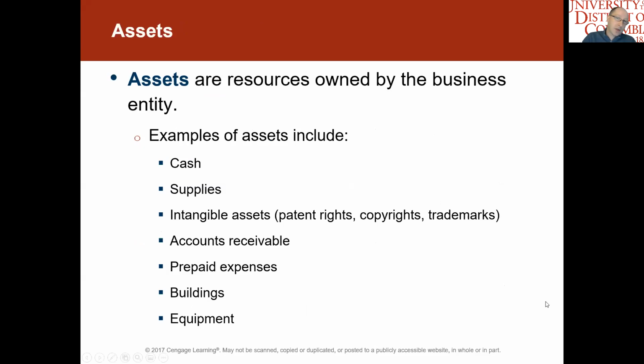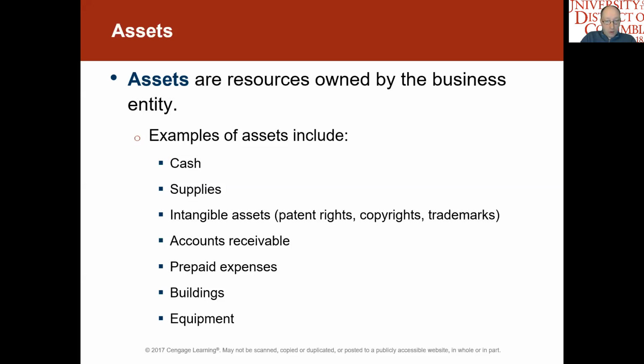Let's talk, what are assets? Assets, as you know, are resources that are owned by the business. These would include things like cash, supplies, which is also known as inventory, and intangible assets like patents, copyrights, trademarks. Intangible means I cannot physically touch it, right? I can't physically touch a copyright. I can't physically touch a trademark. I can't physically touch a patent. Tangible assets are things that I could physically touch. These would include things like cash and supplies. Those are physical, tangible assets.